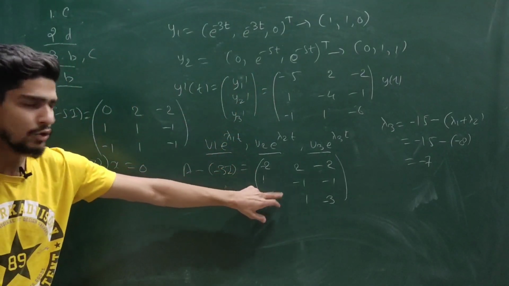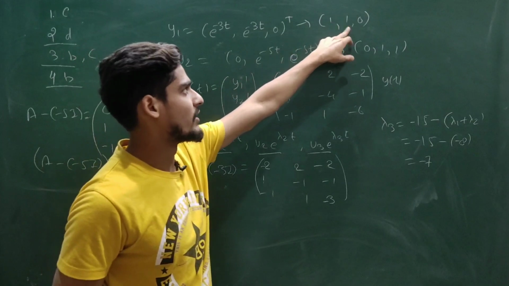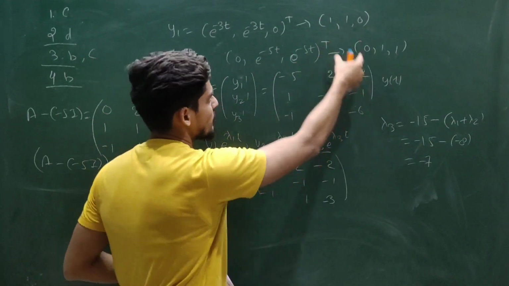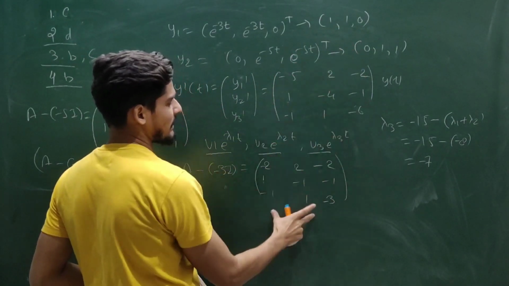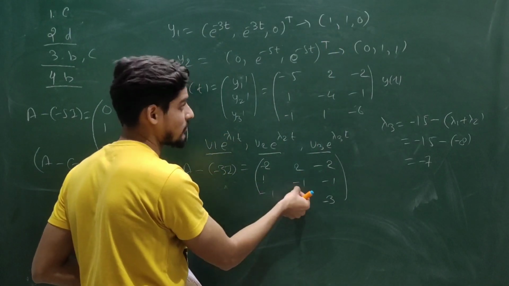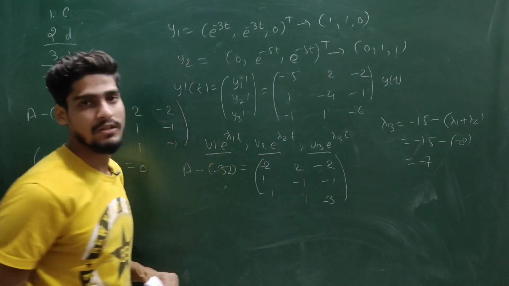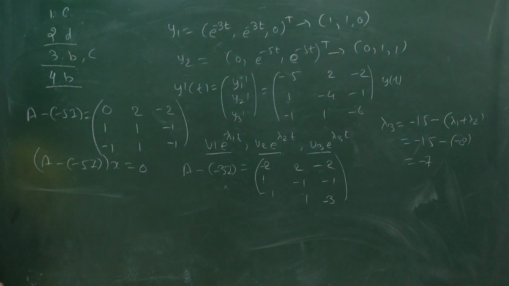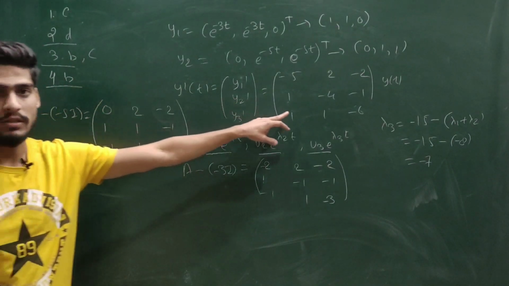Now let us verify this. This is also an eigenvector because first two entries are 1 1, and the other entry is 0. So if you multiply this matrix with this vector, then you are going to get -2 plus 2, which is 0, 1 -1 which is 0, -1 1 which is 0. So these are forming the solution for this system.